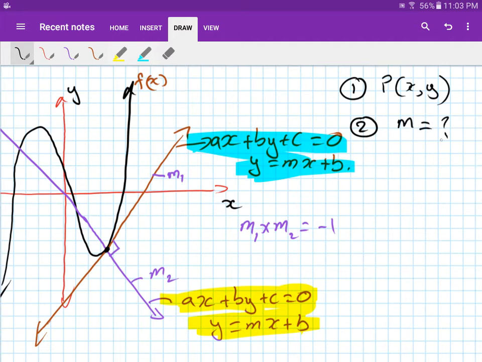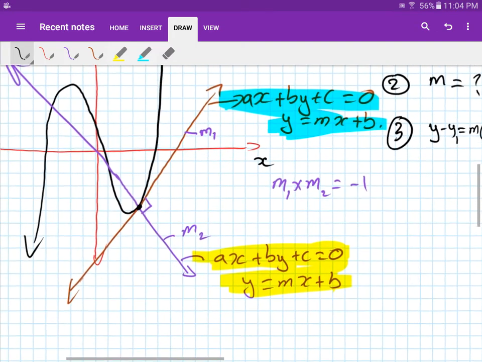To find the gradient, you have to differentiate. So find f'(x) first, which gives you the gradient at any point along the curve. Then substitute the point in to find the gradient at that particular point. When you have the point and the gradient, step number three is to find the equation of the tangent or normal using y - y1 = m(x - x1). That's all, so you just follow these steps.